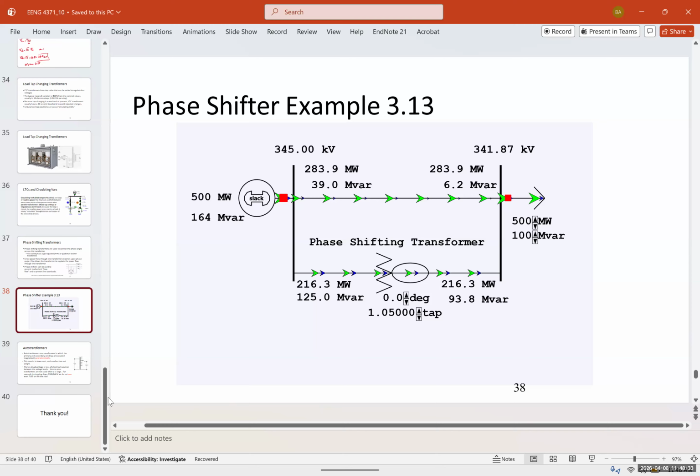And then we have the phase shifting transformer. We have 216 megawatts, 125 megavolt amp reactive. And then we can adjust that. We reduce the 125 to 93.8 megavolt amp reactive. So the phase shifter actually works by shifting the phase and to some degree correcting the power factor. But again, it has its own limitations, but it's very good for high power, high voltage systems.